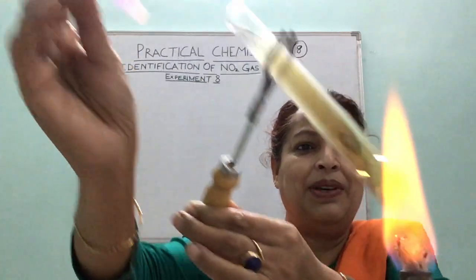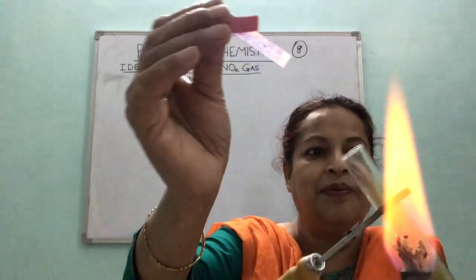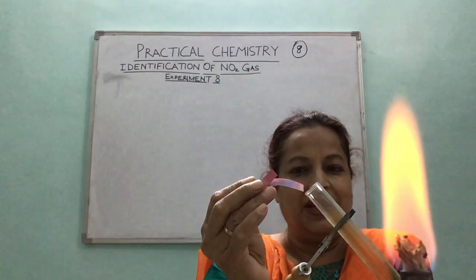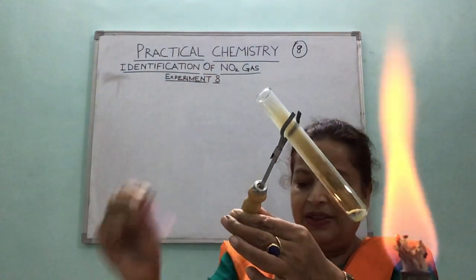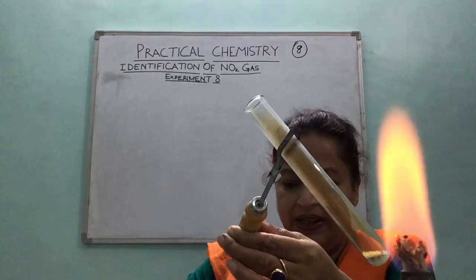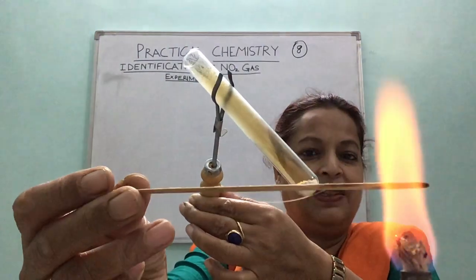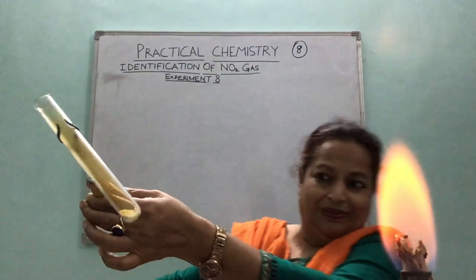Now you see what has happened. What has happened, children? See? Can you see the color change? Can you see the blue litmus changing to red? You have seen it? Right? Now what is the next test for that? The combustibility test.